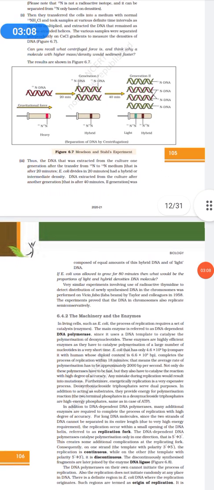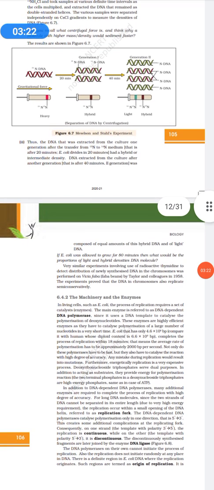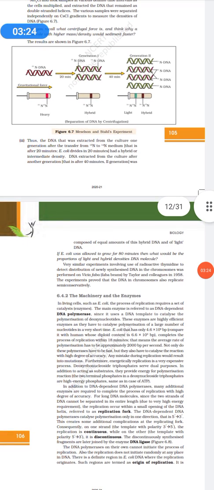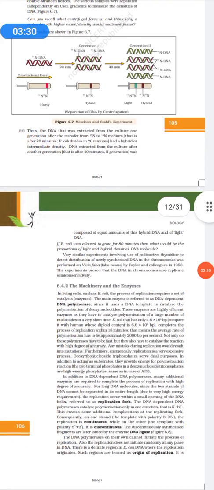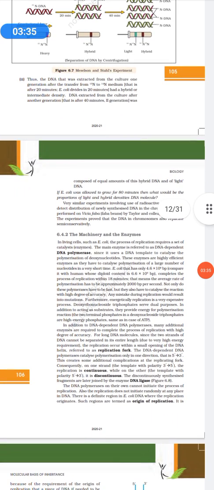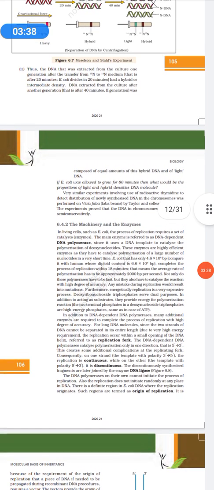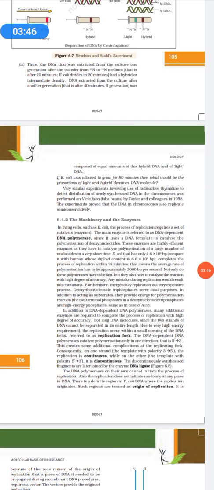Very similar to this, experiments involving the use of radioactive thymidine to detect the distribution of newly synthesized DNA in chromosomes were performed on Vicia faba, faba beans, by Taylor and his colleagues. There also they found that DNA replication is semi-conservative. Now what is the machinery and the enzymes involved? One of the enzymes is DNA dependent DNA polymerase.